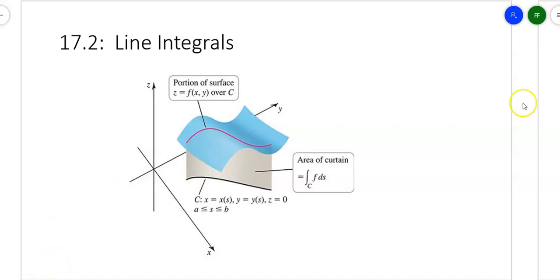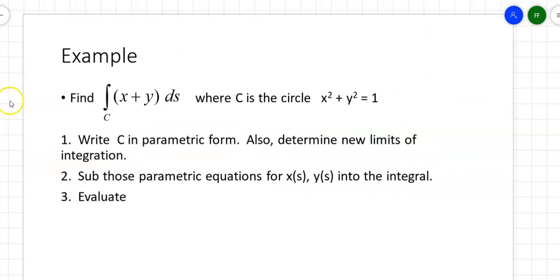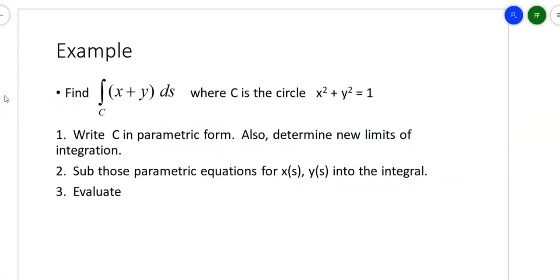All right, so these line integrals are calculated using parameters. So I want to find the integral over some curve of x plus y, where c is the unit circle. So the first thing I'm going to do is write the equation for that circle in parametric form. That circle is x squared plus y squared equals 1, which means that in parametric form, x is equal to the cosine of some parameter s, and y is equal to the sine of some parameter s. And this is true for s values from 0 to 2 pi. If I go from 0 to 2 pi, I'll have completed that unit circle.